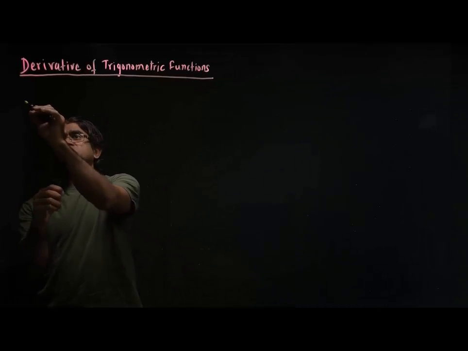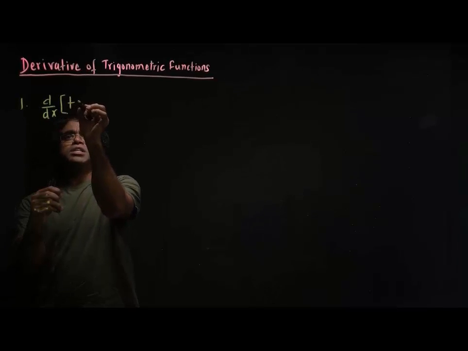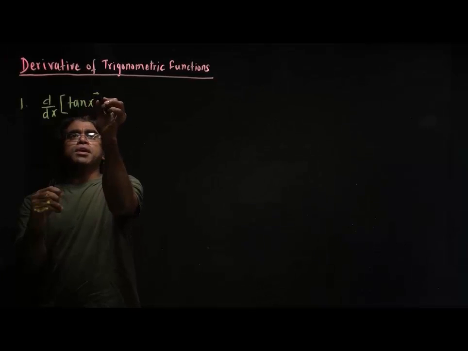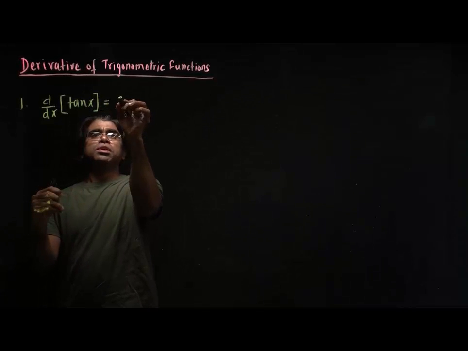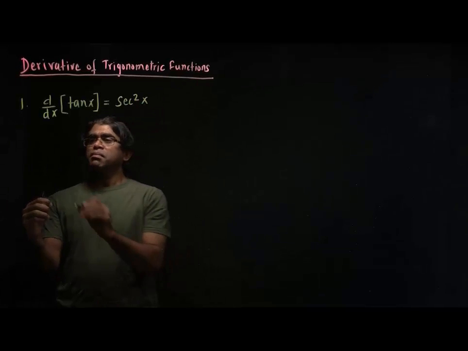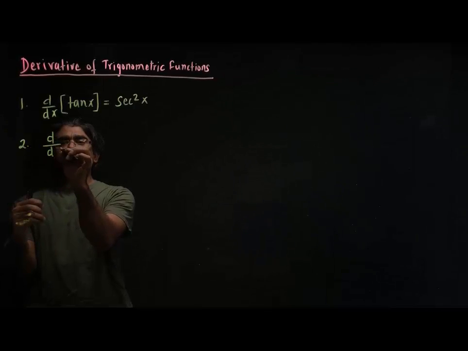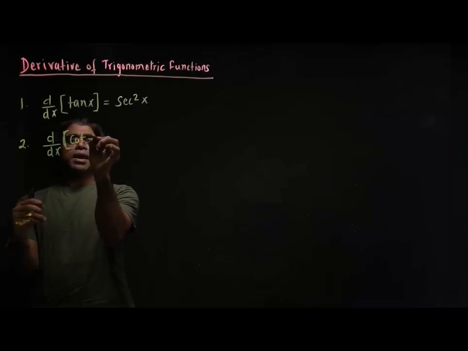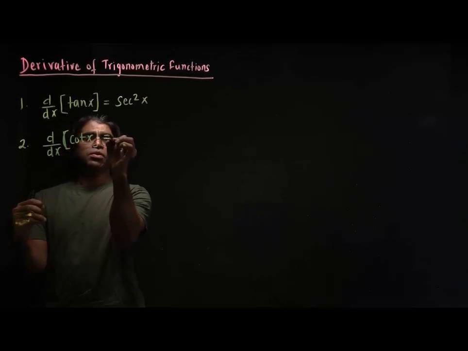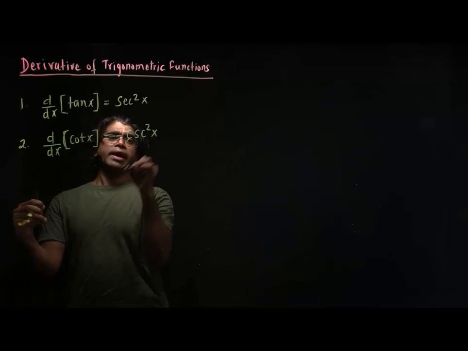So the very first formula that we'll talk about is d by dx of tangent x is equal to secant square x. My second formula would be d by dx of cotangent x is equal to negative cosecant square x.